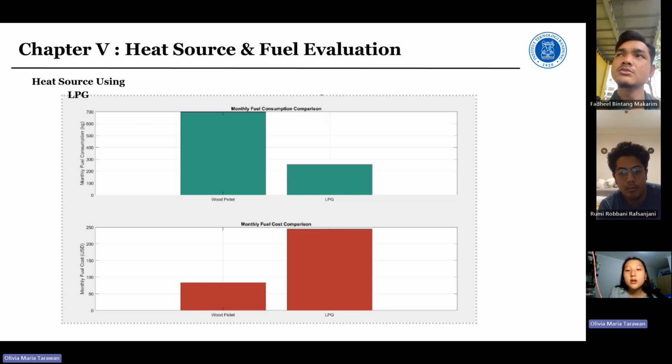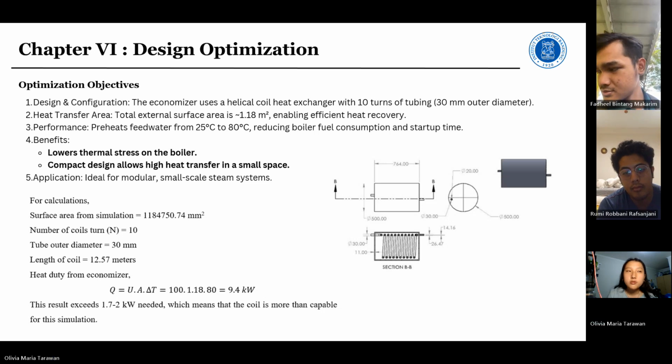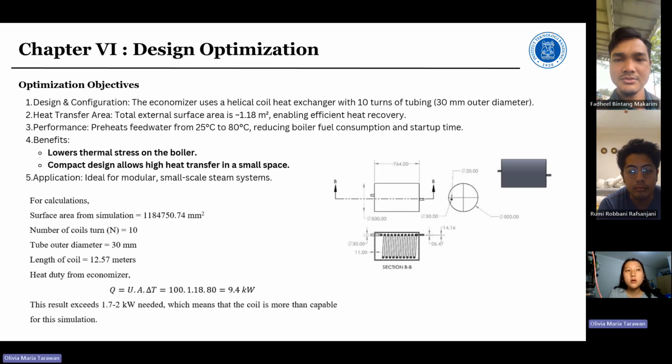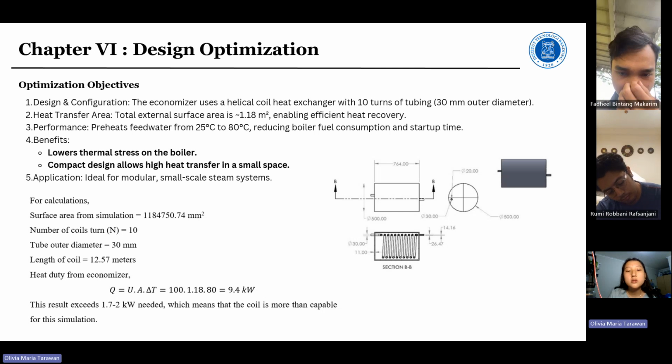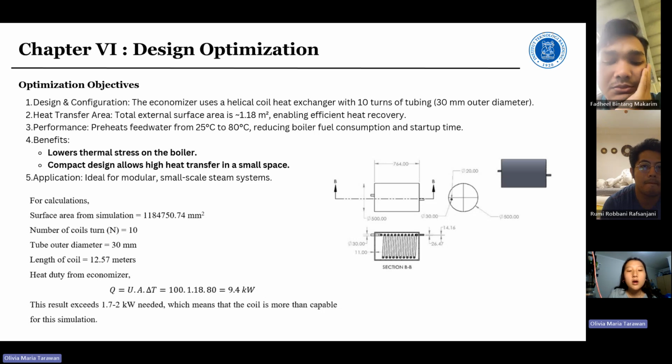And the next one is our design optimization. So we chose to use an economizer to make our system better than before. Our economizer features a helical coil heat exchanger with 10 turns of tubing. Each has around 30 millimeters of outer diameter, with a total heat transfer surface area of approximately 1.2 square meters. It is designed to recover waste heat effectively within a compact footprint.